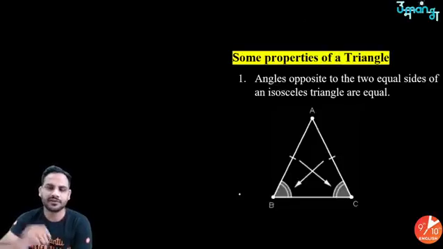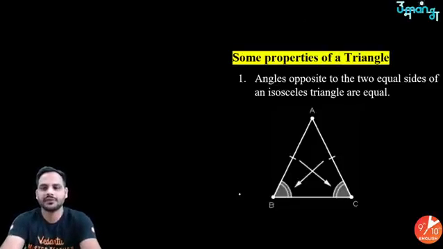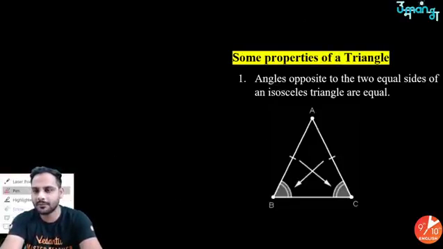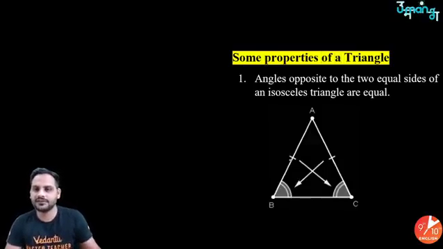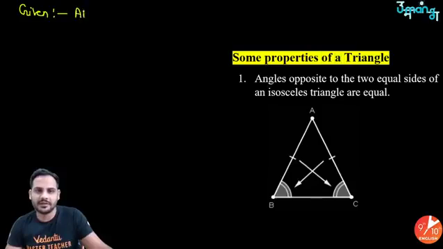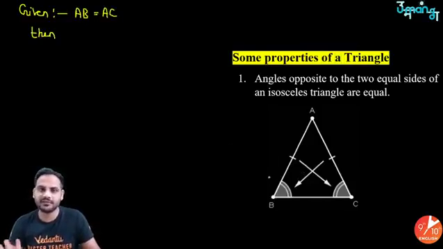Right? Now, some properties of a triangle. This is a very important part. This is for an isosceles triangle. What we are saying is that angles opposite to equal sides of an isosceles triangle are equal. That is, suppose AB and AC are given such that AB is equal to AC, then I can say the angles opposite to AB and AC will also be equal.